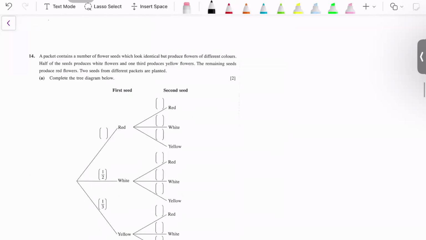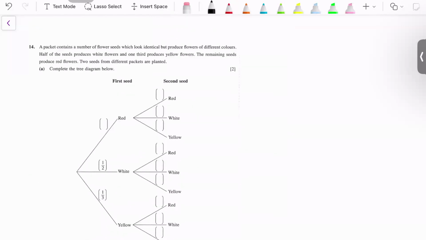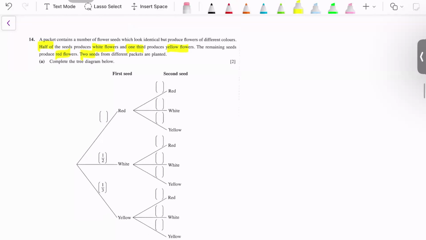Okay, next, question 14. It says here a packet contains a number of flower seeds which look identical but produce flowers of different colors. Half the seeds produce white flowers, one third produce yellow flowers, and the remaining seeds produce red flowers. Two seeds from different packets are planted. So in this case, half is white, one third is yellow, then the remaining one is 1/6.